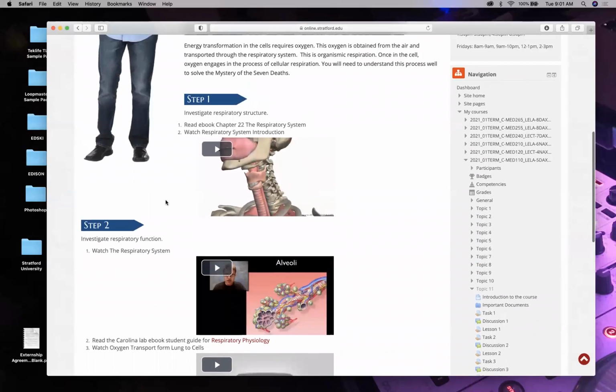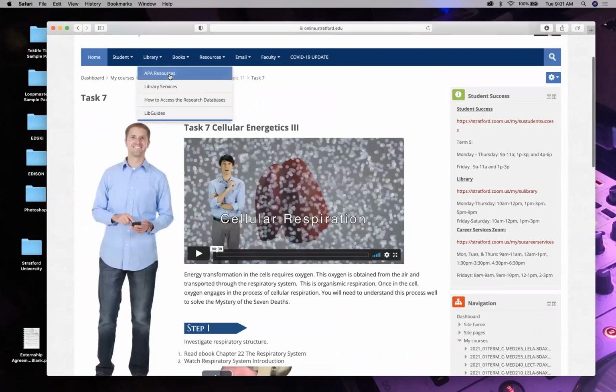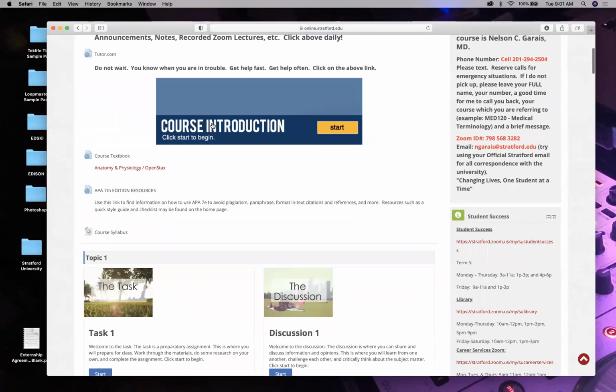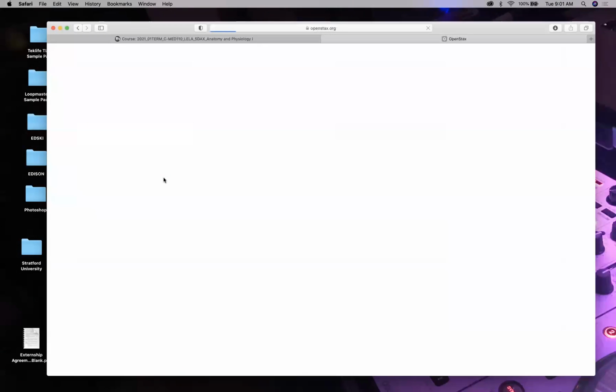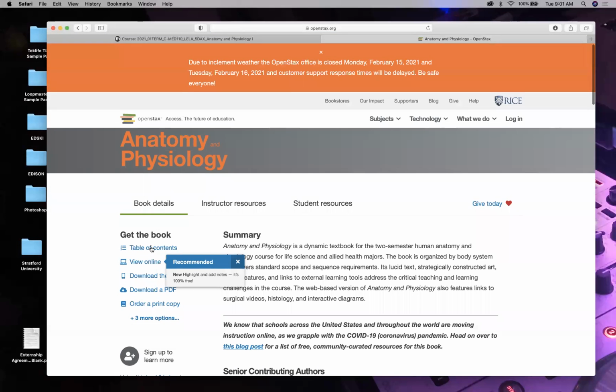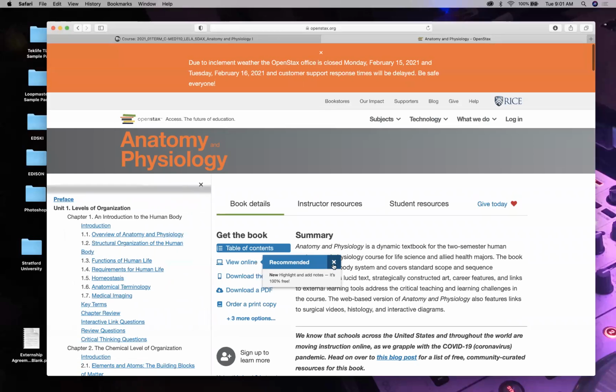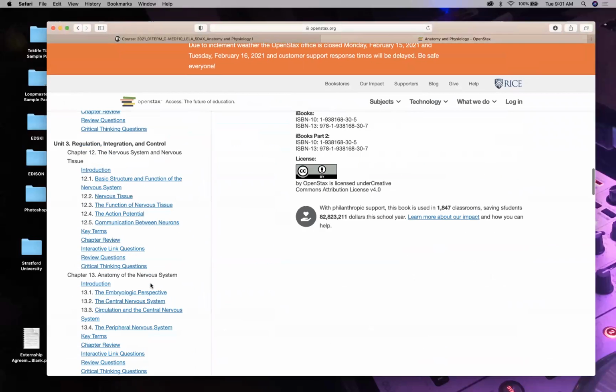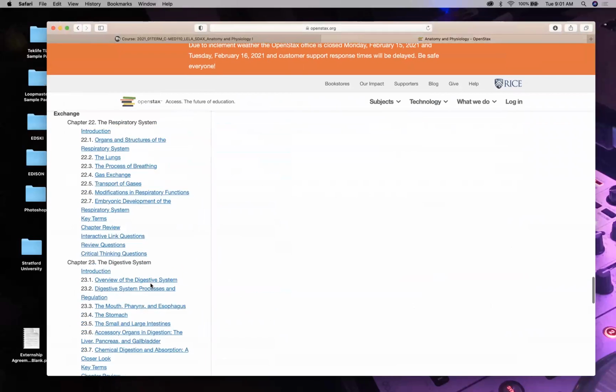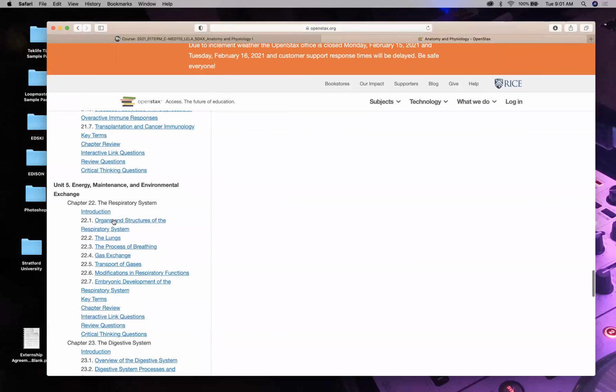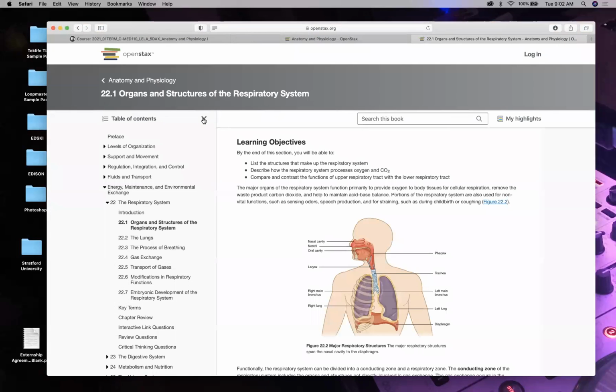So let us go to chapter 22, respiratory system, in our textbook. Click on that. It opens OpenStax, table of contents, all the way down to chapter 22.